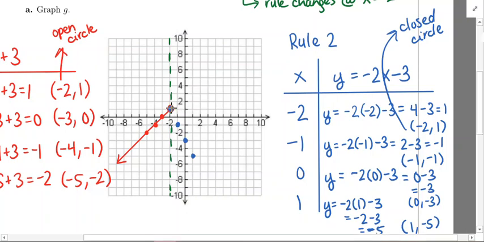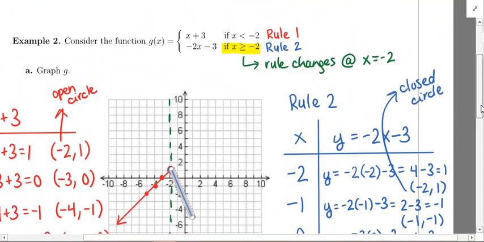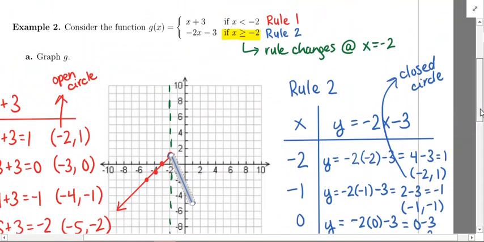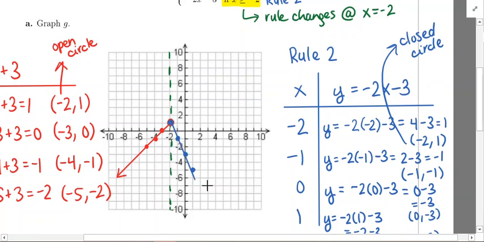Okay, we're going to start here. Remember we can't cross the green vertical line, so this will just exist to the right of the green vertical line. According to the rule, this rule 2 exists for all x values greater than or equal to -2. So we don't stop here, we keep going, because you have to have an output if the x value is 6, for example. So we're going to put the arrowhead like this.